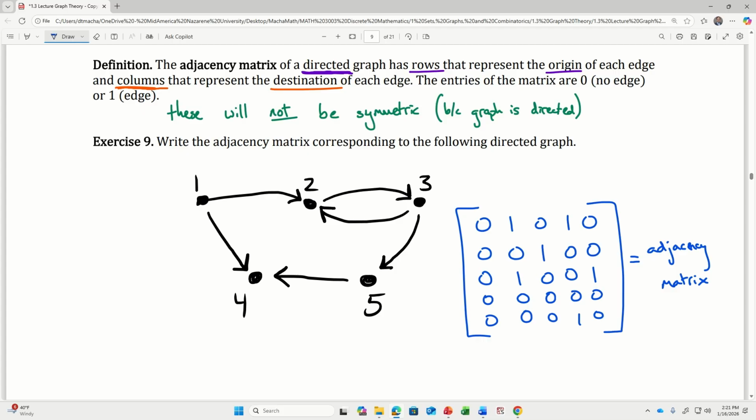The columns still represent nodes 1, 2, 3, 4, and 5, except if you look at the columns, you're looking at, is this node the destination for any edges? And like node number 1 is not the destination for any edges, so it's got a column of all zeros. Node number 2 is the destination for edges from 1 and 3, so it's got a 1 and a 3 here. That's how you read the columns.